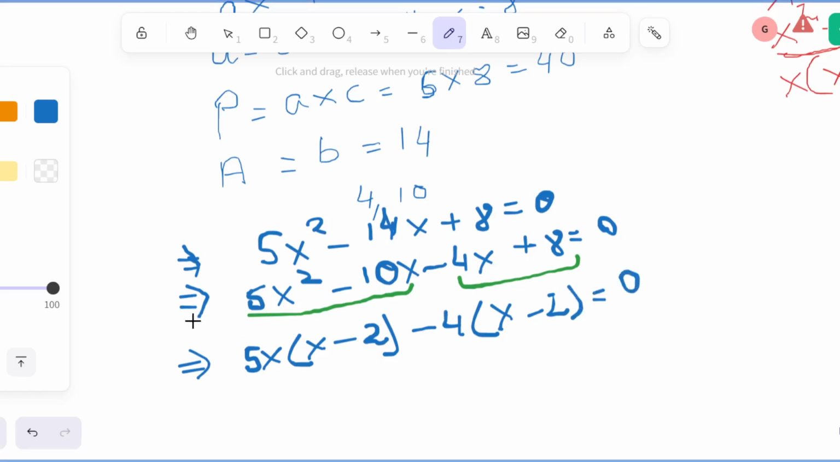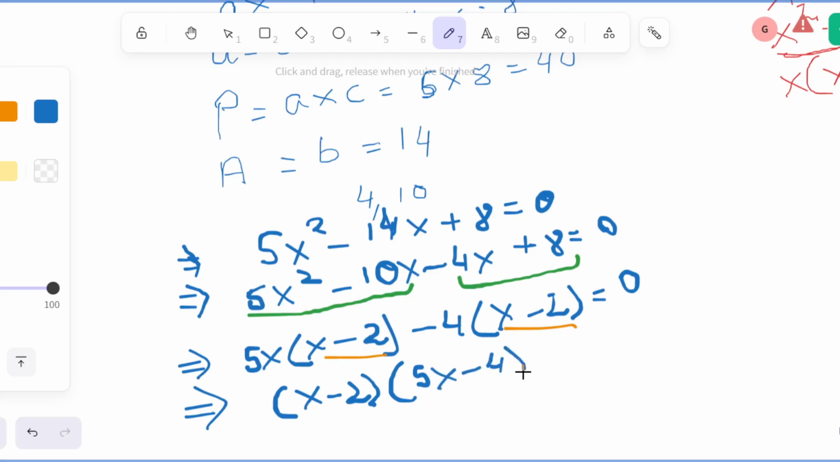Always remember, you should always get these things same, two brackets. Okay? If it is not coming same, means we are doing something wrong. You have to check that. Now, the bracket which I have underlined with the orange color, which is coming twice, you have to write it once, and the ones which are outside the bracket, you have to combine them. So this becomes x minus 2 times 5x minus 4 equal to 0. And these are your factors, buddy.